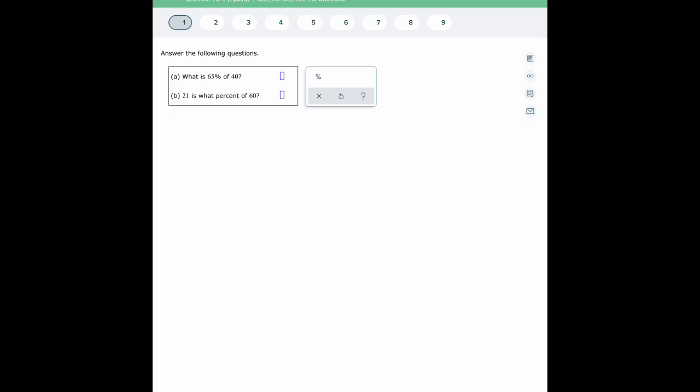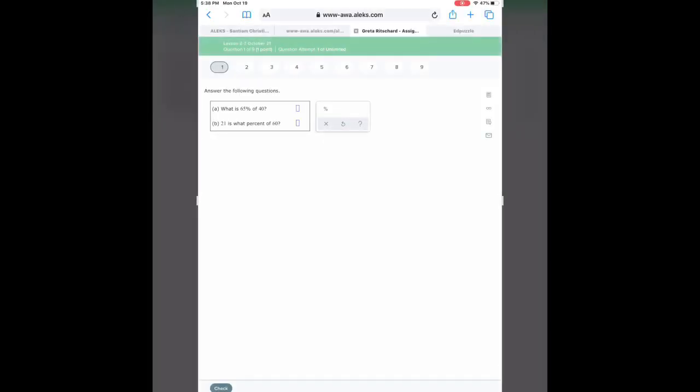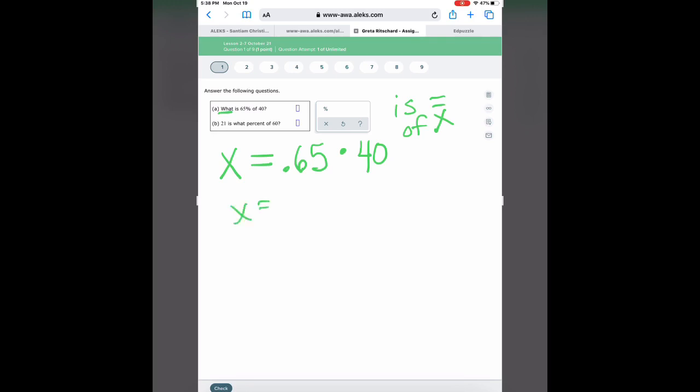What is 65% of 40? We are literally going to translate this. What is 65% of 40? Okay, "is" equals, "of" times. What is a variable, right? So x equals 0.65 times 40. 0.65 times 40 is 26. X equals 26.